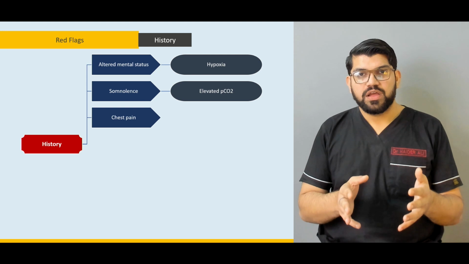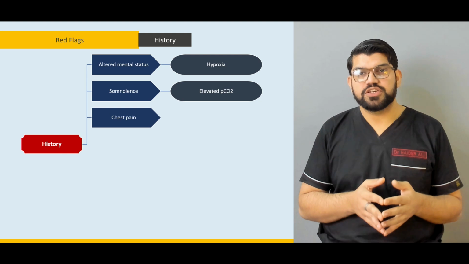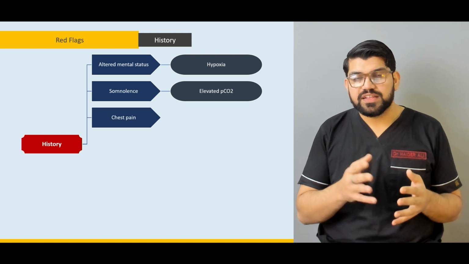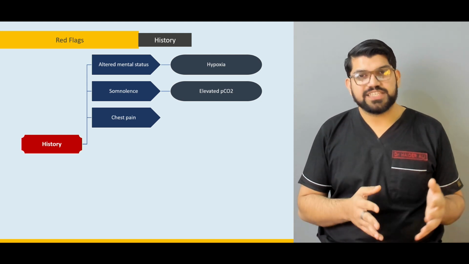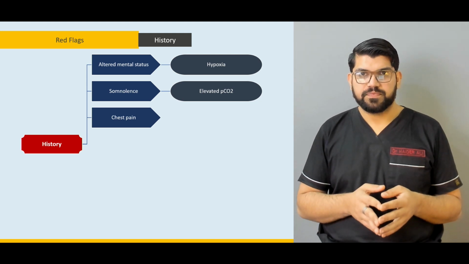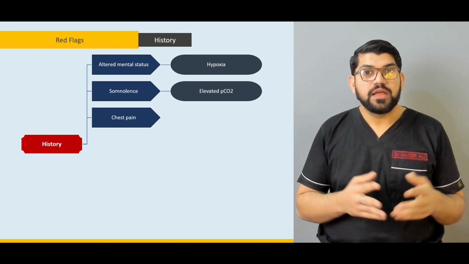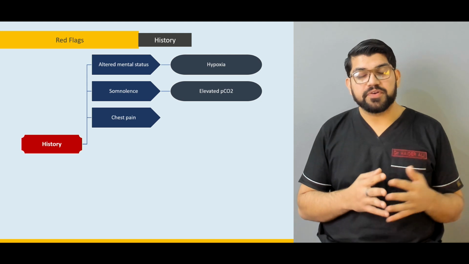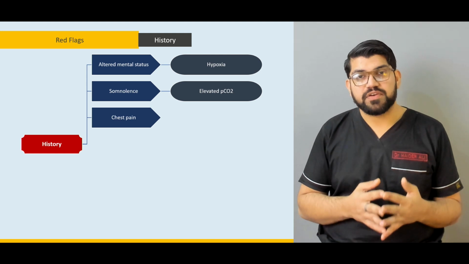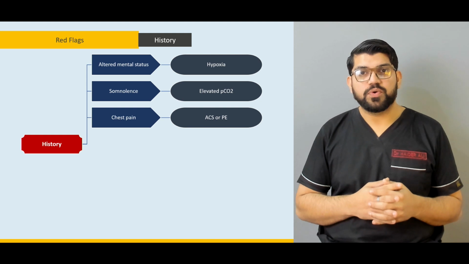But for now, these are the common emergencies that you come across with a patient presenting with shortness of breath with red flag signs: chest pain, myocardial infarction, pulmonary embolism, any new onset cardiac ischemia, respiratory failure, or pulmonary edema due to left ventricular failure. The chest pain is a very, very important sign. Again, acute coronary syndrome or pulmonary embolism.